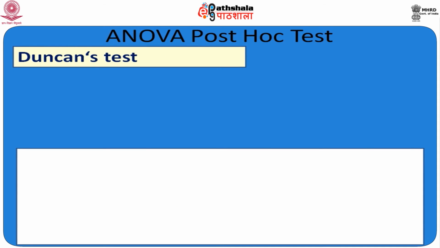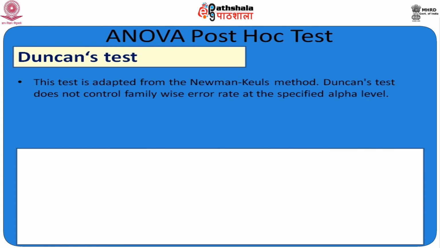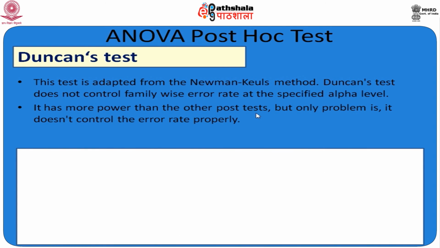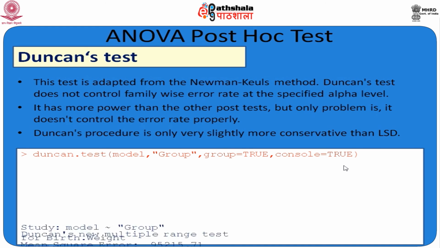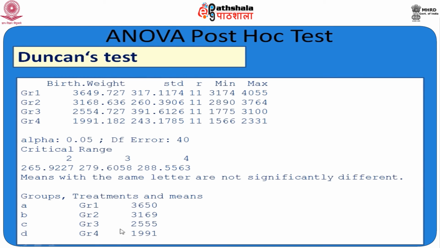The last test that I am going to talk about is the Duncan test. This test is adopted from the Newman-Keuls method. Duncan's test does not control the family-wise error rate at the specified alpha level. It has more power than the other post hoc tests, but the only problem is it does not control the error rate properly. Duncan's procedure is only very slightly more conservative than LSD. The same passed values, but the function is different, duncan.test, and if you pass this, it will give you the results, and the results are the same. There are no common letters between these group entries, so they are statistically significant. All the pairs are statistically significant.